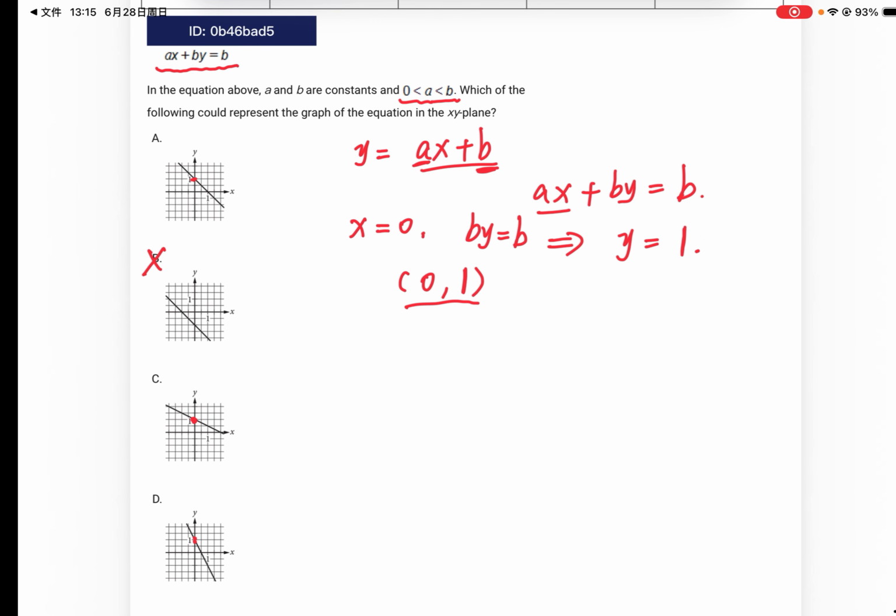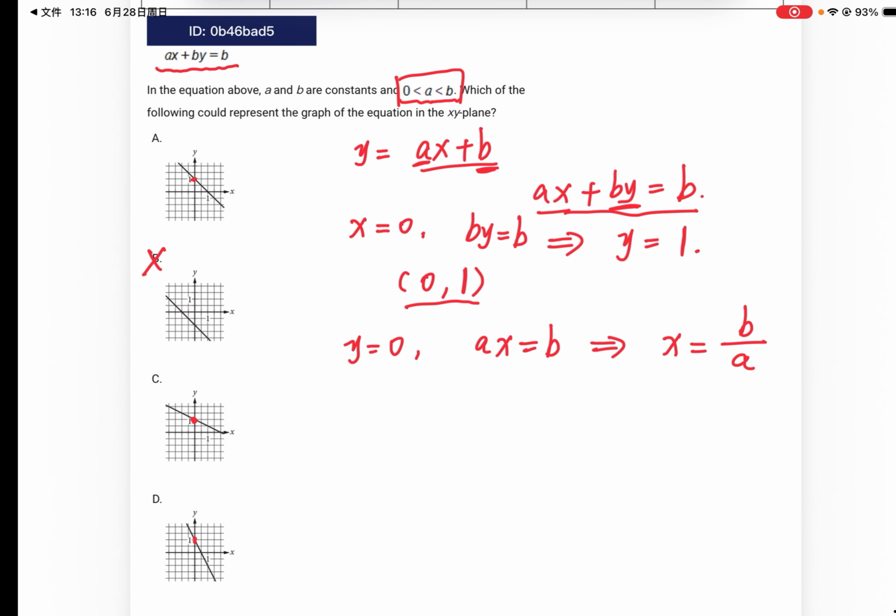We do another plug-in, y equals 0 here as well. Then let's solve for this equation. If y equals 0, this by term is gone. Then we have ax equals b. We solve for x. We get x equals b divided by a.